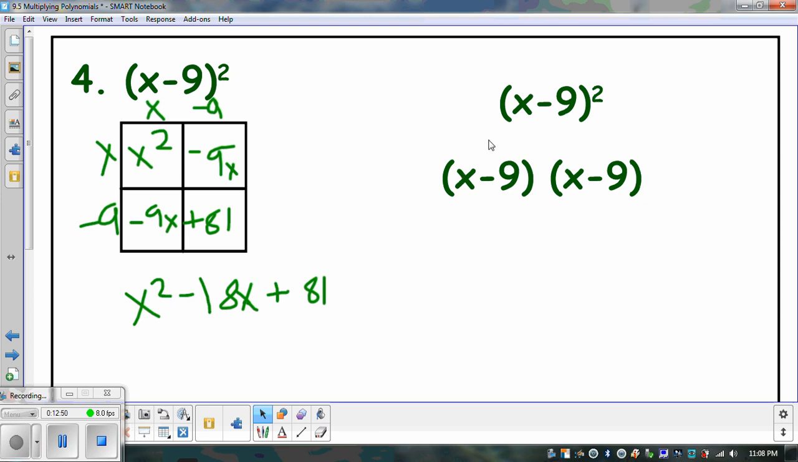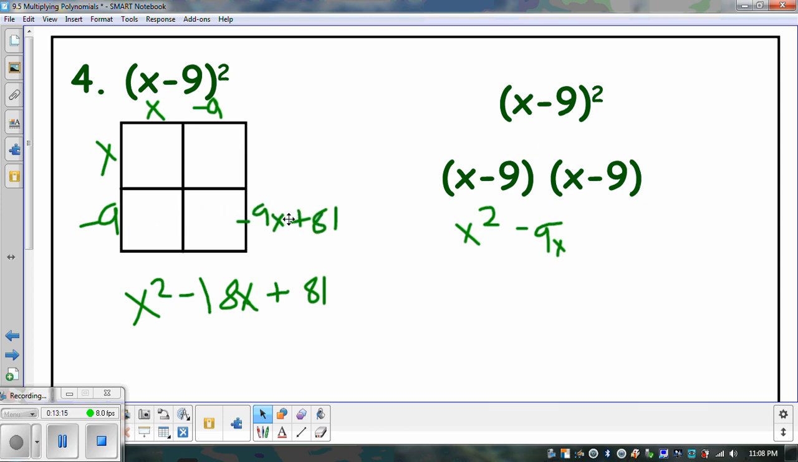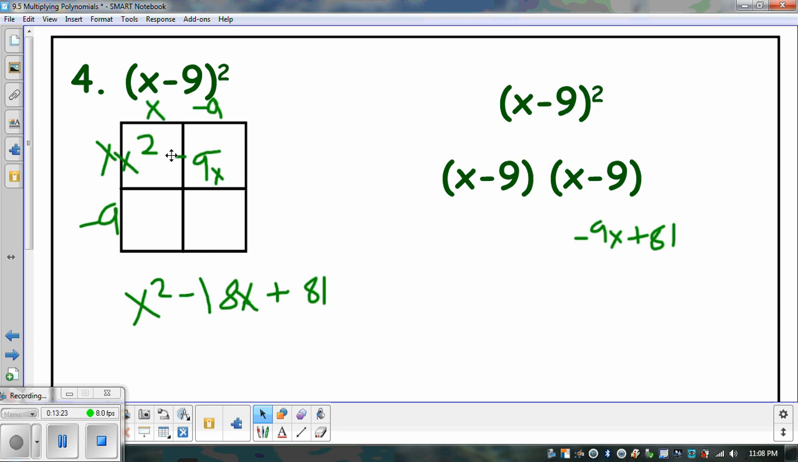If we were going to multiply x times x, that would be x squared. If we then did x times negative 9, that would be negative 9x. That comes right from these two boxes in here. The next one I would multiply is this negative 9. I'm going to distribute it to the x and to the negative 9. So when we do that, negative 9 times x is negative 9x. And then negative 9 times negative 9 is positive 81. So there you see, they are the same exact process, just a different way to represent your answers.